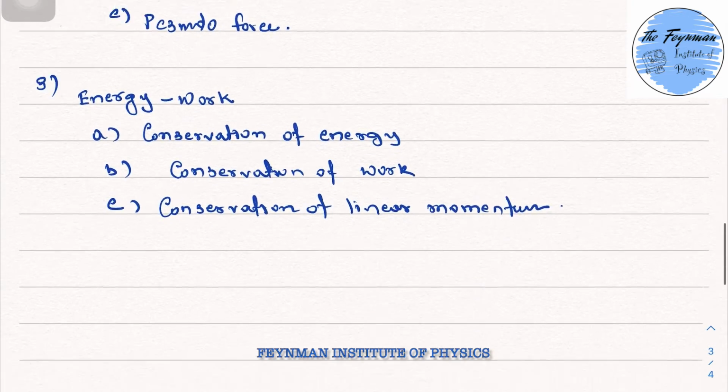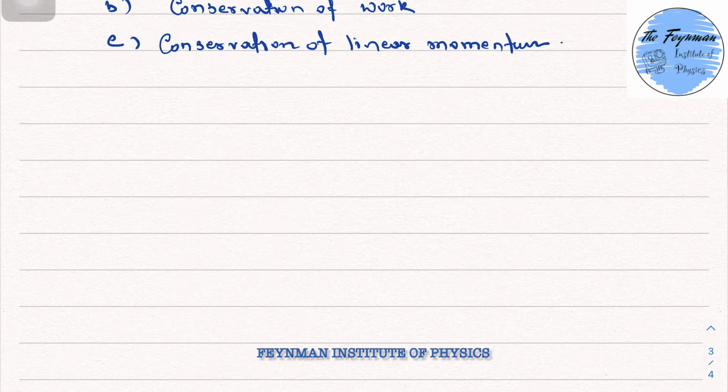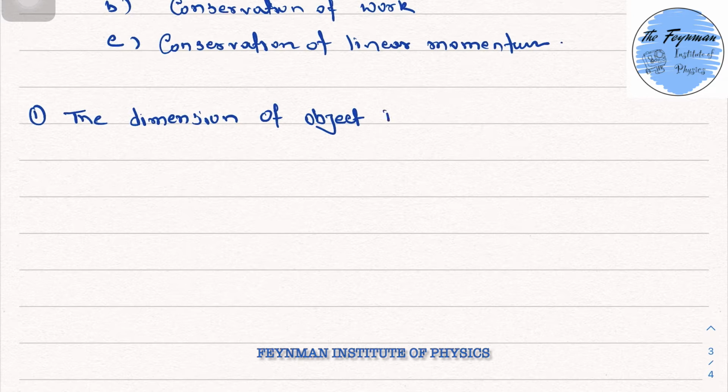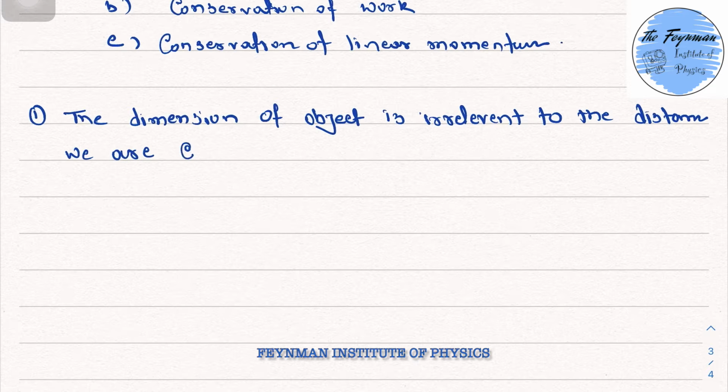So we can say that the dimension of the object, that means the object which is in motion, is irrelevant to the distance we are concerned with.